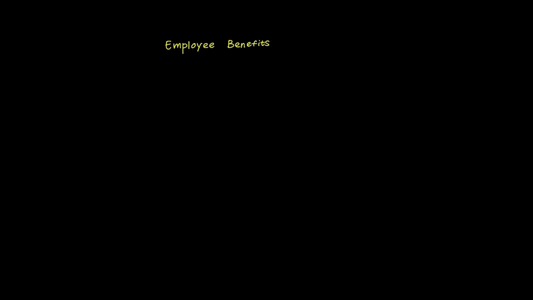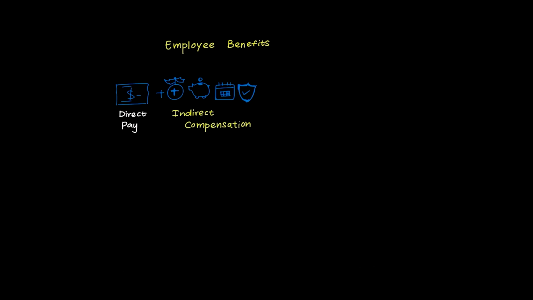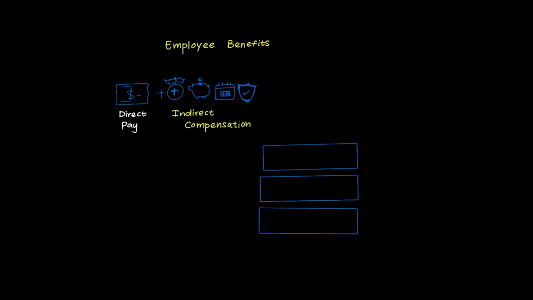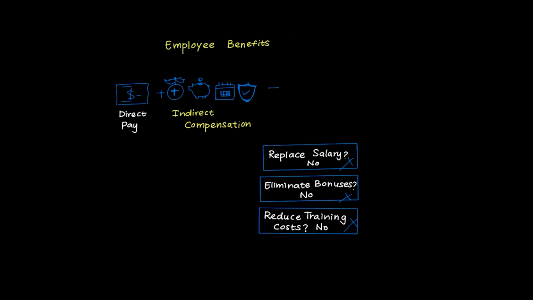Employee benefits provide indirect compensation. Health insurance, retirement plans, paid time off, disability coverage. These supplement your paycheck without being part of your direct wages. Benefits don't replace base salary, they work alongside it. Benefits don't eliminate bonuses. Different compensation elements coexist. Benefits aren't about reducing training costs. The purpose is providing value to employees beyond their direct pay. Indirect means it's not cash in your paycheck, but it's still compensation.